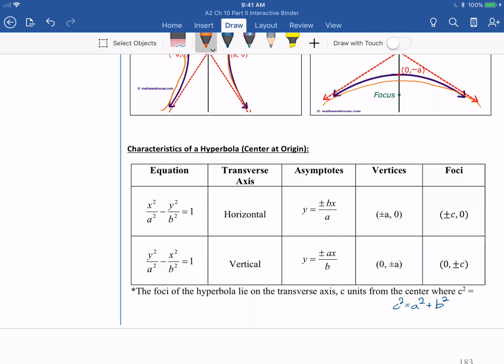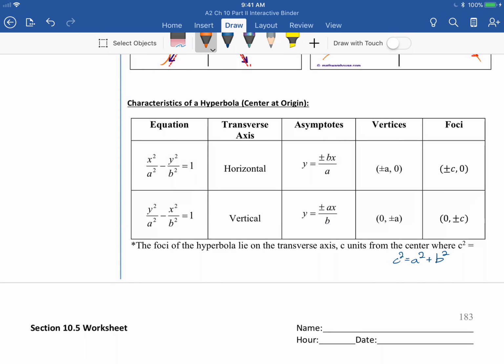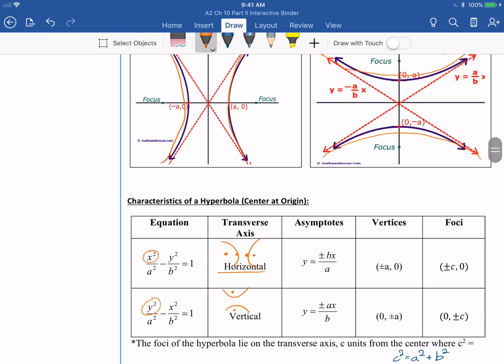All right, so a couple characteristics here. Notice how in the equation your x squared is first, so this is horizontal. It opens up on the left and on the right. And here, if the y squared comes first, it's vertical, and it opens up and down. As you can see here, your vertices are plus or minus a, comma 0, and your foci are inside those parabola-looking shapes. That's why we have the focus and the foci down there.